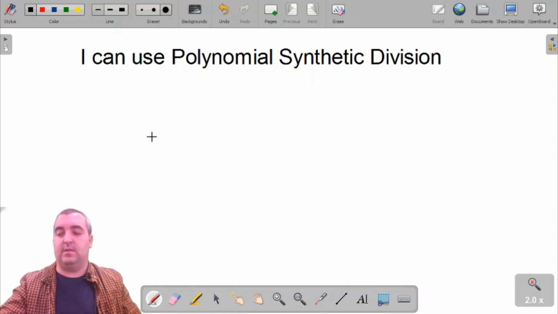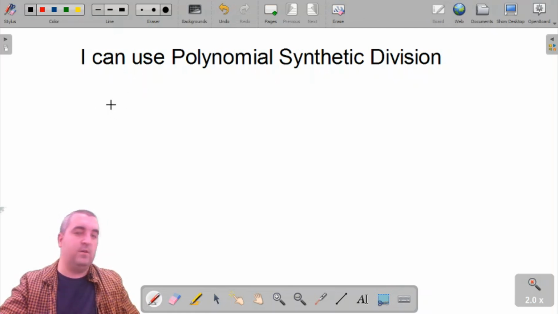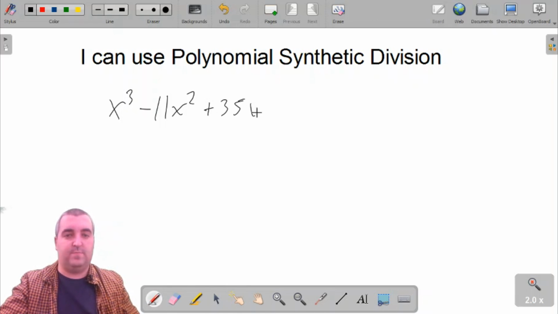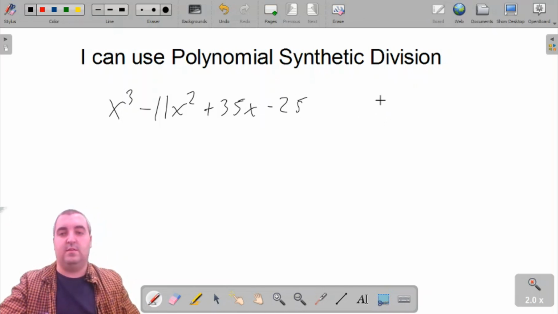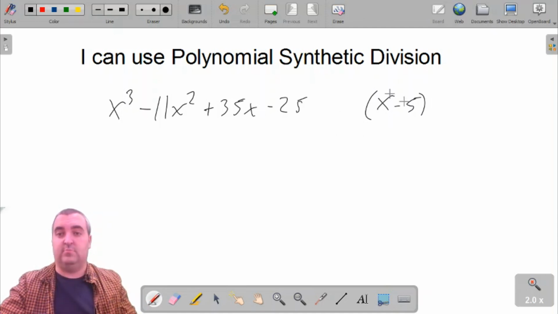So this is actually something that we can use instead of long division, but we can only use synthetic division in one case really. So if we have a polynomial, so let's say we have x cubed minus 11x squared plus 35x minus 25. And we want to see if x minus 5 is a factor. So we can set up long division, put this on the outside, put this x cubed minus 11x squared plus 35x minus 25 on the inside, and do long division, and we'll get an answer.